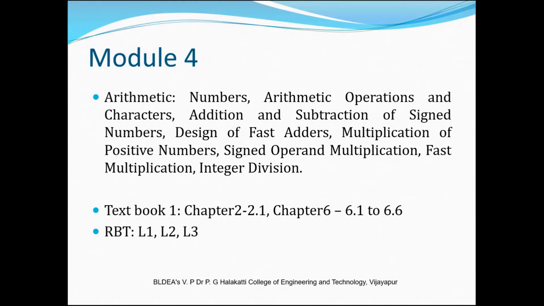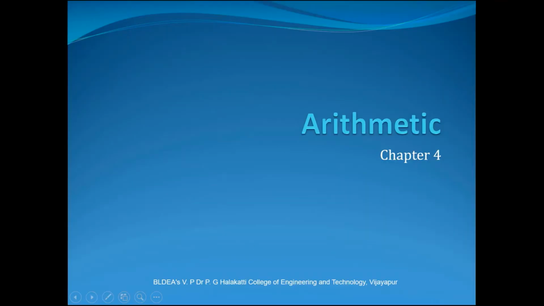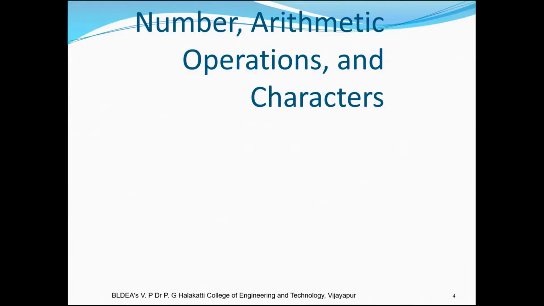For this, we are referring to textbook 1, chapter 2, section 2.1, and chapter 6, from 6.1 to 6.6. So we shall start with the arithmetic topic. This is chapter 4 of the Carl Hamacher textbook. Numbers, arithmetic operations, and characters we will be dealing with now.